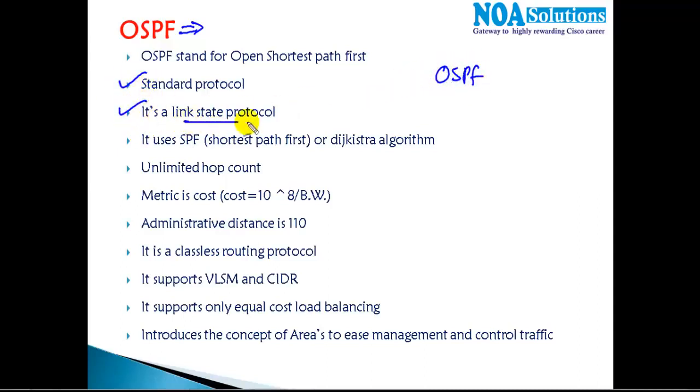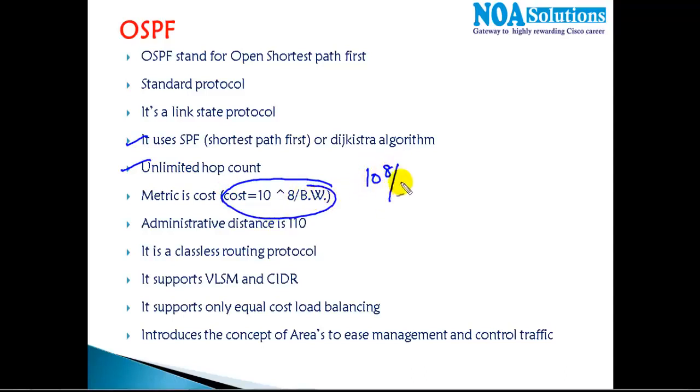We call this a link state protocol because it is going to maintain link state information. We'll see more on this link state information in our next sessions when we see the OSPF stages properly. It uses the shortest path algorithm and unlimited number of hops, and for the metric calculation, it looks only at the bandwidth. It uses 10 to the power of 8 divided by bandwidth. That is the cost.